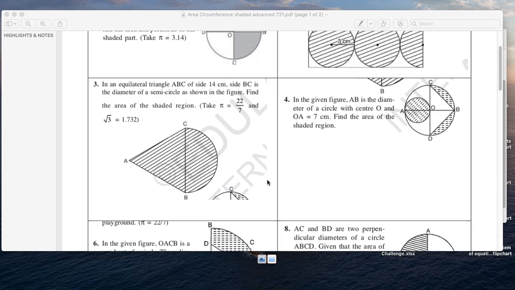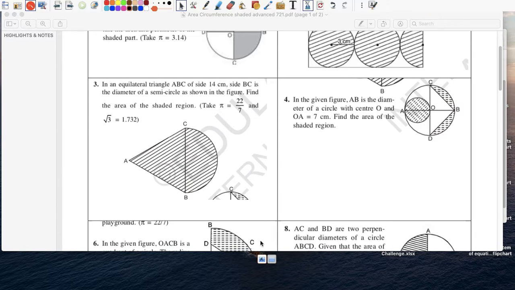Okay, so what is this? In an equilateral triangle, the side is 14. BC is the diameter of the semicircle ABC. So the triangle here, this is 14, this is 14, and this is 14, right? It's an equilateral triangle, so all sides measure the same, which gives you the diameter of this semicircle, right? So we want the area of the shaded part.